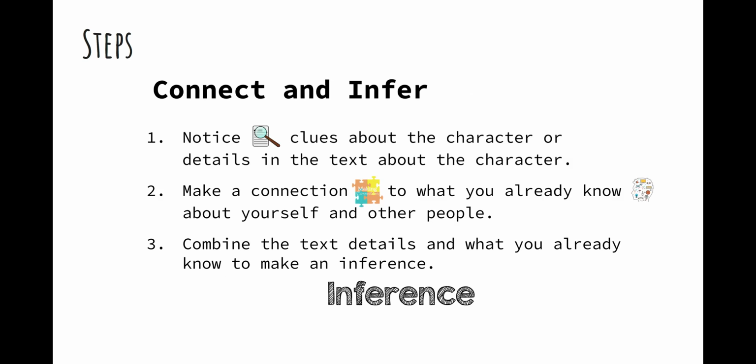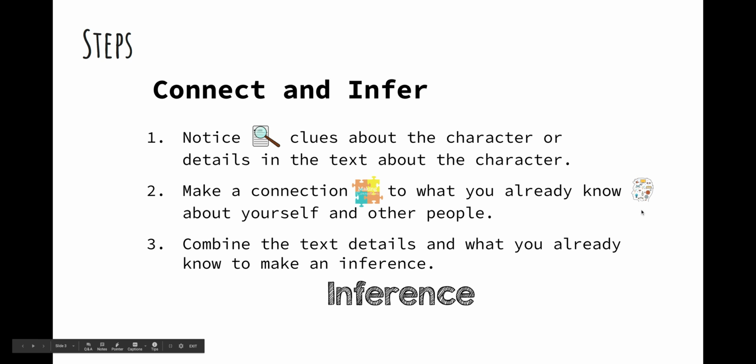So here are some steps, and I'm going to model these steps, but I want you to pay close attention. First, I'm going to notice the clues about the characters or the details in the text about the character. I'm specifically going to look at what characters are thinking, what they're saying, what they're doing, or even what's being said about the character. And then I'm going to make connections to what I already know. That's what's in my head or what is in my schema.